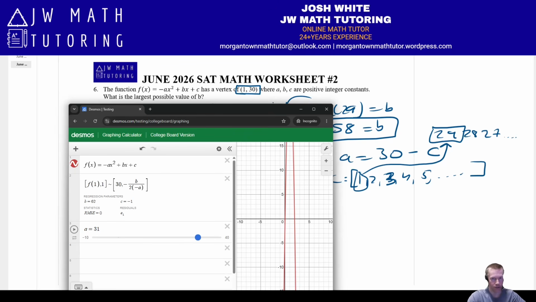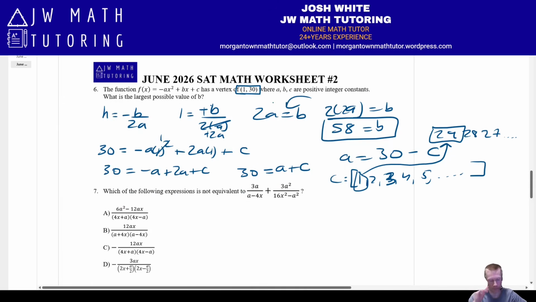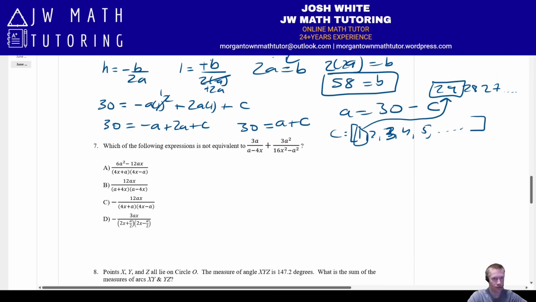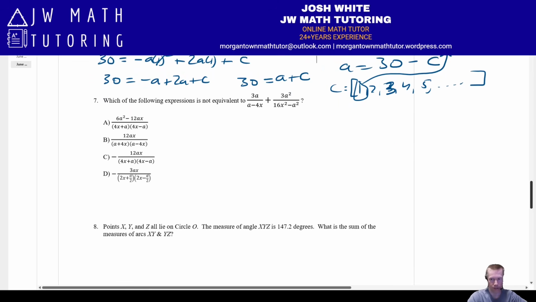When I get here, c is no longer a positive integer, therefore this is not an answer. This is not the correct answer because I went too far. So that's an alternate approach. I personally like the first approach, not the second approach, but you could do either and get the correct answer either way. Okay, let's look next now at number 7.